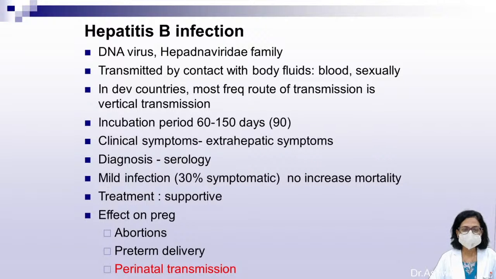Most of the time it is a mild infection, and in a large number it may be asymptomatic. And there is no increase in maternal morbidity or mortality with this infection, nor does pregnancy affect the severity of this infection. Treatment is supportive, same as we discussed for hepatitis A previously. The effect on pregnancy is increased abortions, preterm delivery, and in this infection there is a risk of perinatal transmission unlike hepatitis A.